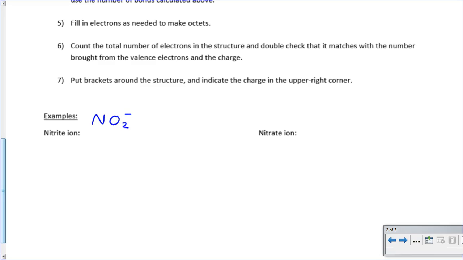All right, and so the first step says determine the number of valence electrons. Well, what we've got here is a nitrogen which has 5, and then 2 oxygens, each of which has 6. So the total valence electrons brought in this case is going to be 5 plus 12, which is 17.